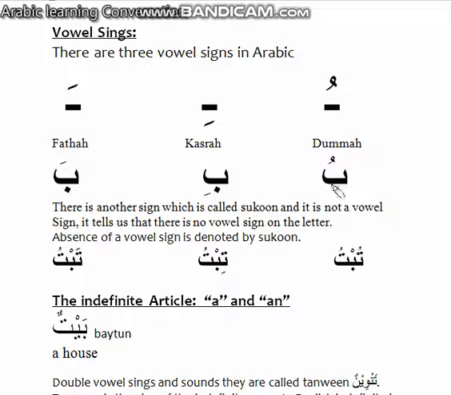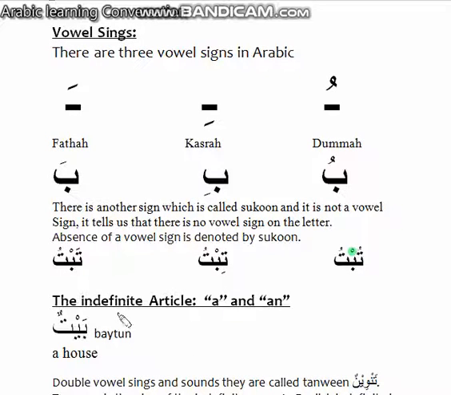Beside these vowel signs, we have another sign which is called sukoon. Sukoon is not a vowel sign. This sukoon tells us that there is no vowel sign on the letter. When there is sukoon on the letter, that letter is read very lightly, simply, like in top, tip, tap. You see, the ba is not producing the sound of ba, but it is top, tip, tap.